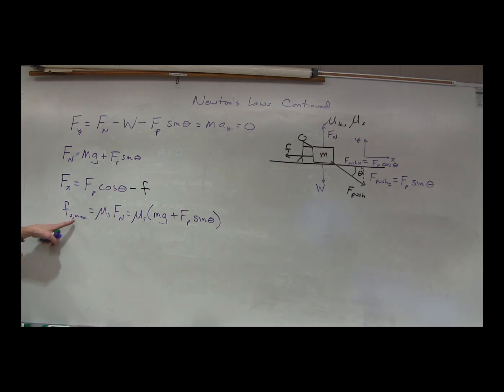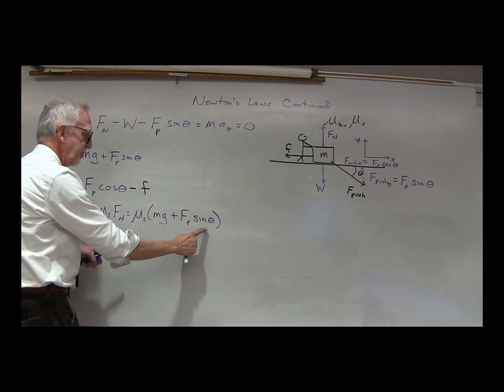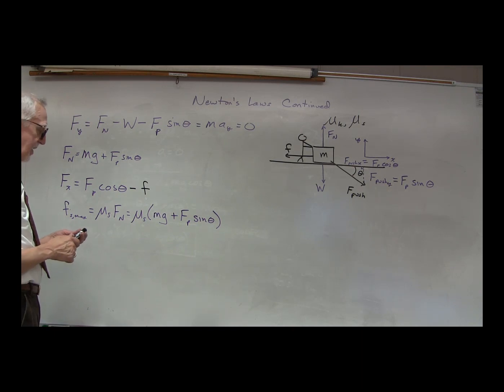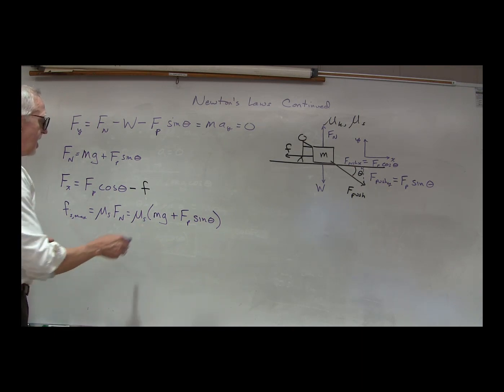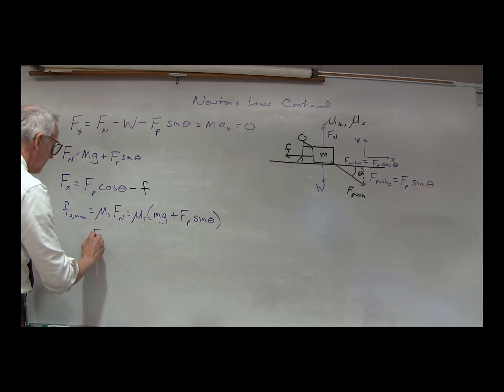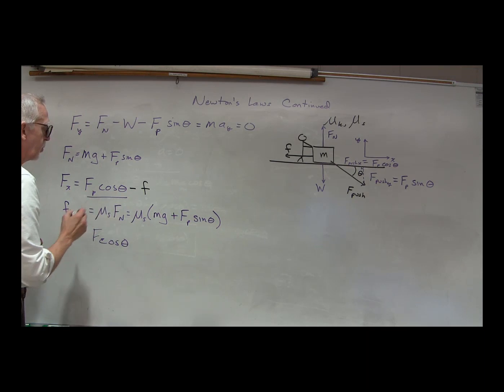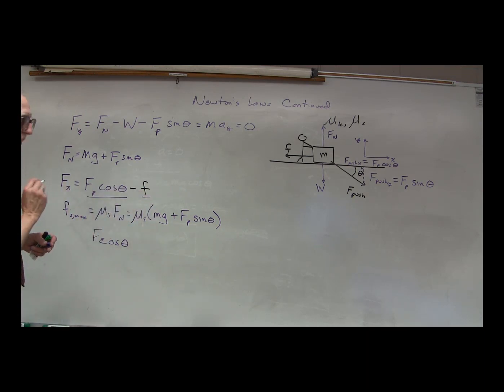What is Fs max? It's mu s times the normal force, but now the normal force is mg plus Fp sine theta. So let's compare this force with the Fp cos theta, this part. We're going to compare the maximum value that can be and this part, Fp cos theta.